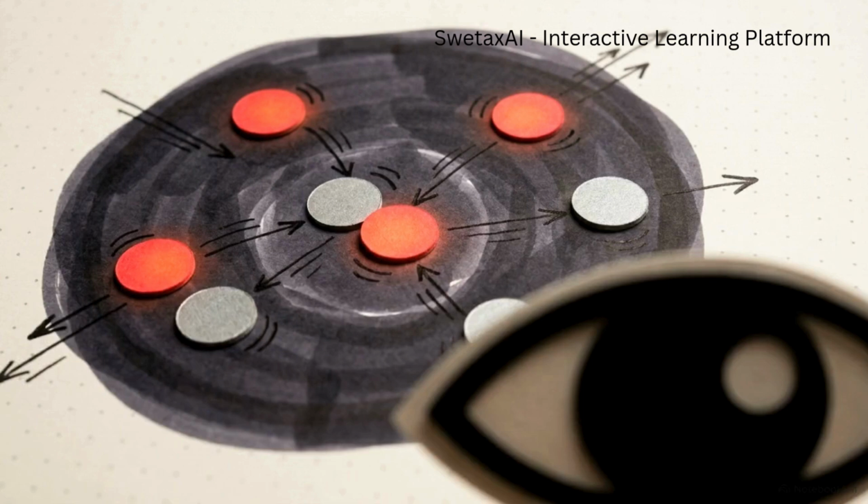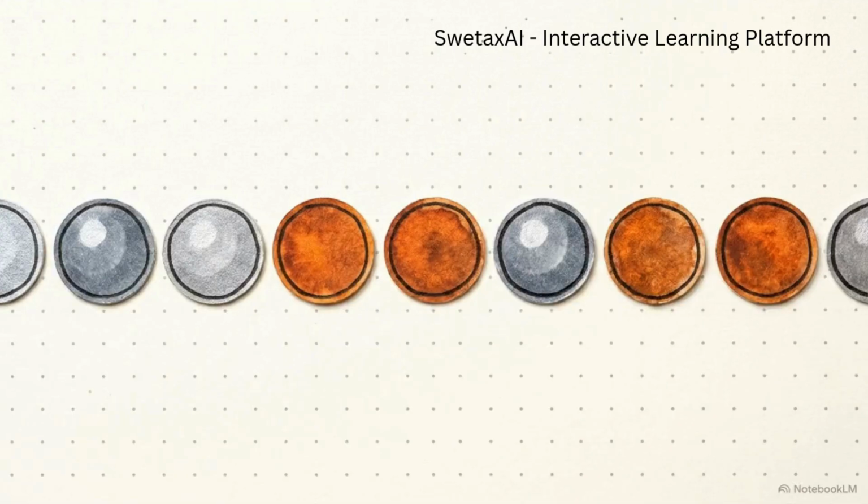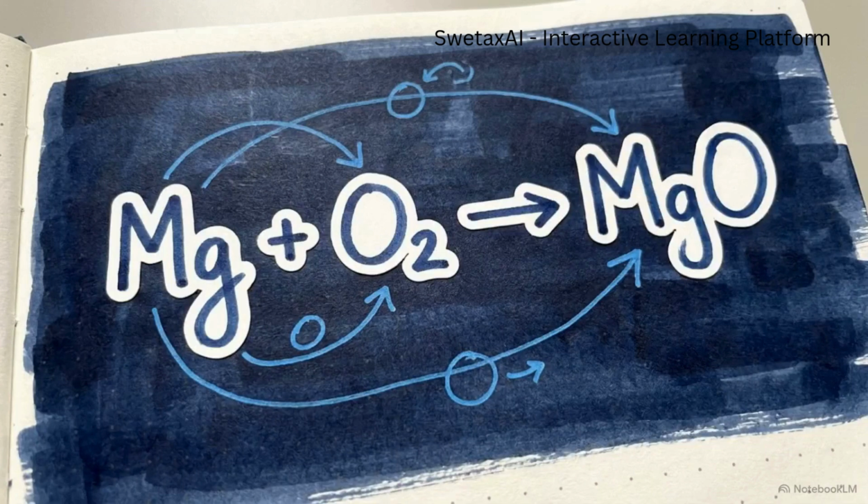Tracking these invisible handshakes across a chaotic reaction requires a precision that our physical senses can't provide. To account for every single atom involved in these changes, we use the chemical equation, a symbolic shorthand that ensures the amount of matter entering a reaction matches the amount coming out.